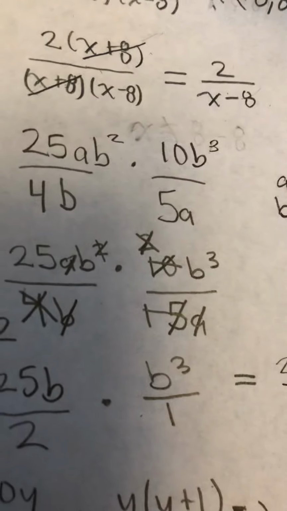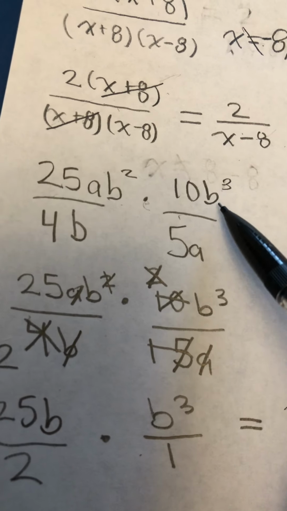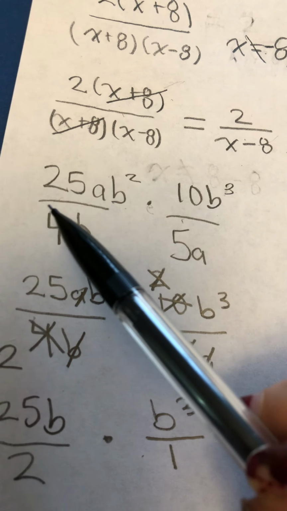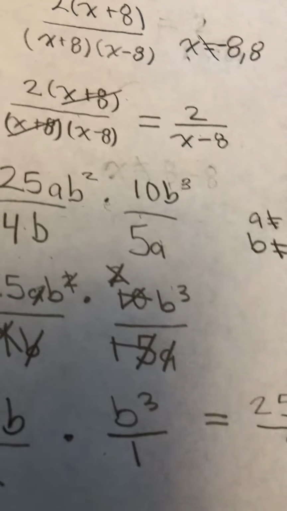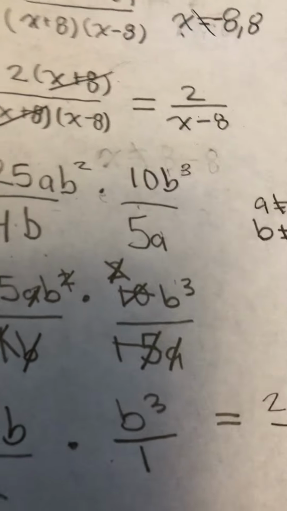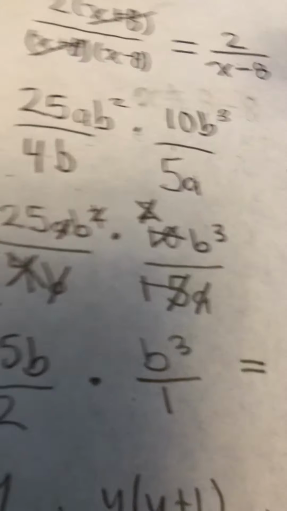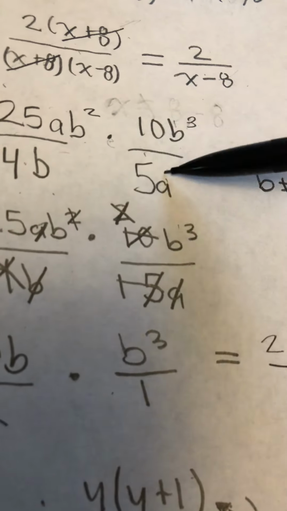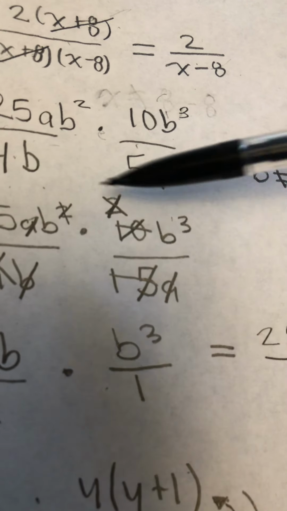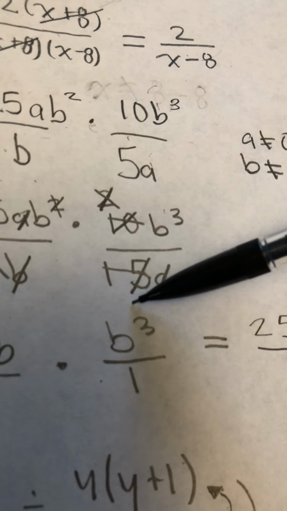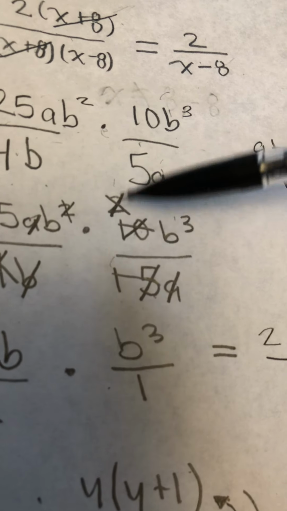Now with some multiplication. So we've got 25ab times 10b cubed. The 25 is over 4b and the 10 is over 5a. So how do we go about solving this question? We would be doing some cross cancellation. Before we start with cross cancellation, I like to look at what I can do inside my fraction first. So I can cancel this 5 and make it a 1 because 5 goes into 10 2 times.